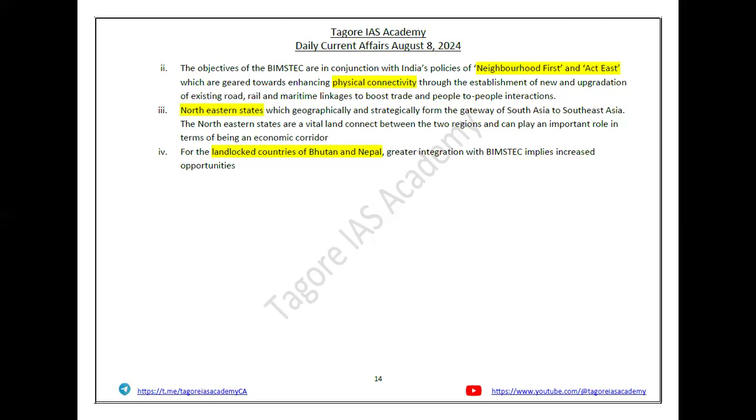For the countries like Bhutan and Nepal, obviously, if the connectivity increases, there is more economic cooperation, they will have more opportunities. Right. That's all for BIMSTEC. I think this is sufficient for at least as of now, because there is no other development. BIMSTEC FTA is being discussed. If it comes, we'll discuss that, and then you can add on in your notes. However, as of now, this is something which can suffice for your preparation.